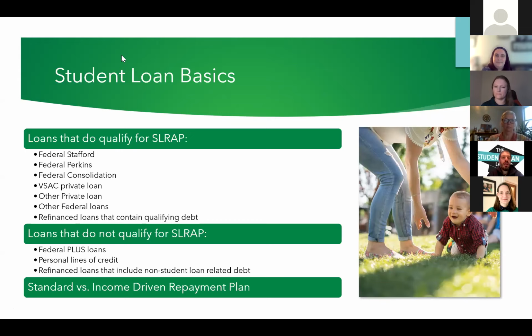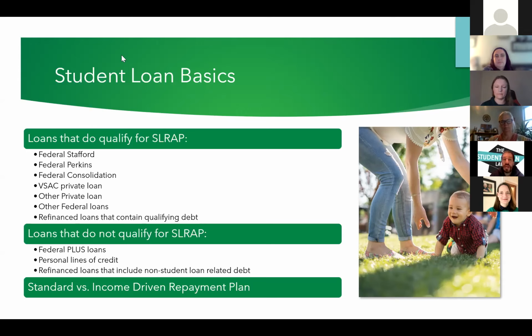Many of these are common, you're aware of them. There's a federal Stafford loan, Perkins loan, or consolidation loans. If they are for the particular degree that makes you eligible, then those loans are also qualified. VSAC also offers private loans, and then there are other private loans and other federal loans. All of those can qualify. And then if you refinanced your loan, whether it's through a federal consolidation or a private student loan refinance, if it's for the degree that qualifies you for the program, then that loan will work.